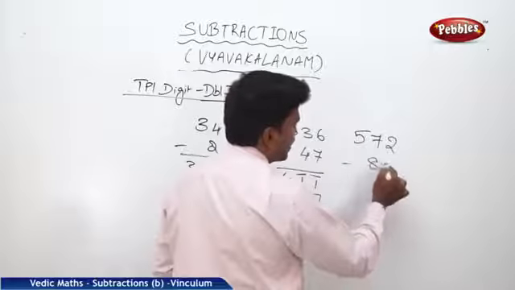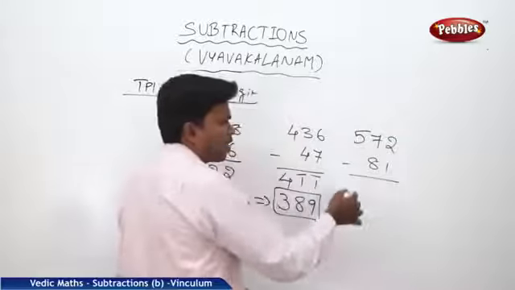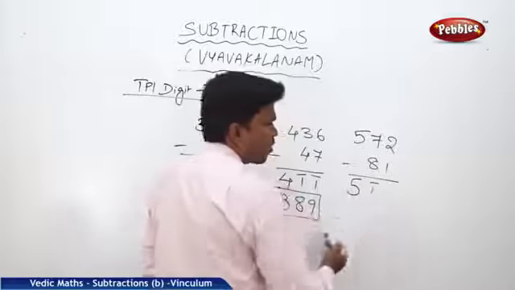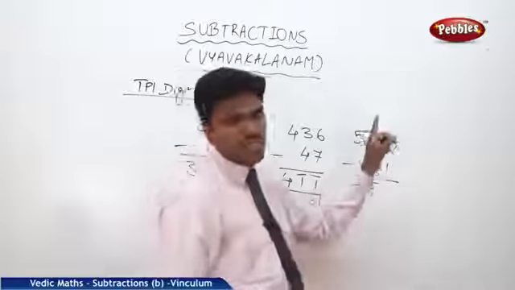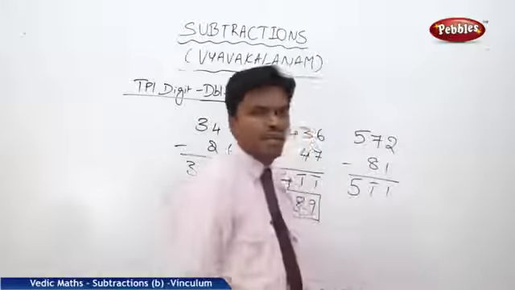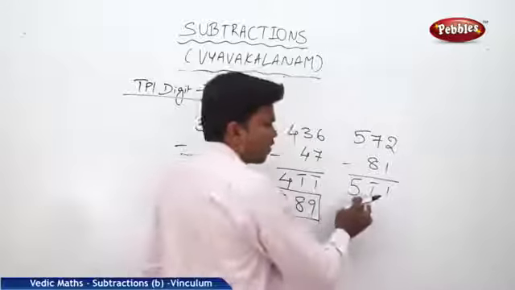572 minus 81. So fine, we will drop as it is. 7 minus 8, not possible. So with a 1 bar on it. Why? Because by reversing the subtraction, 8 minus 7. Now what is 2 minus 1? Yes, practically possible. Directly you can put. Now we got the answer 5, 1 bar, 1.